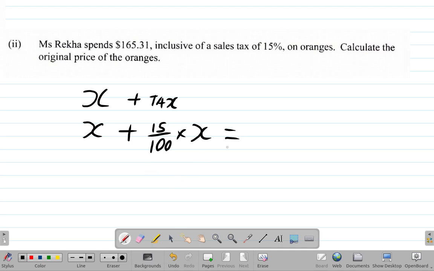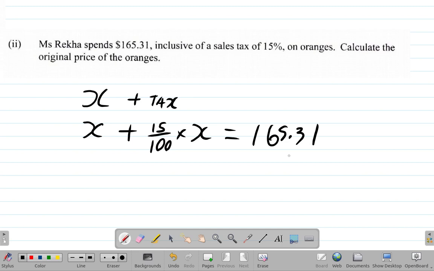But you know that when you add X to 15% of X, you take the price, find 15% of the price and add to it, you get $165.31. Alright?